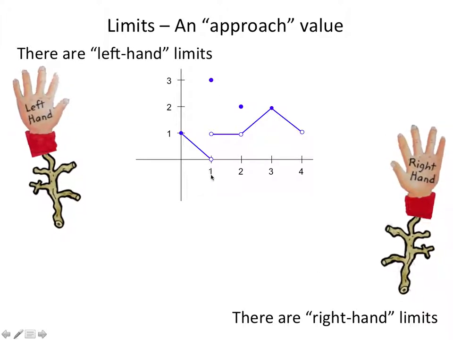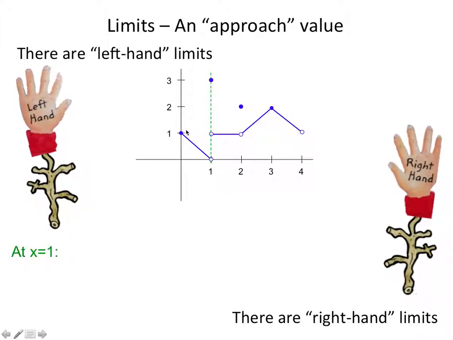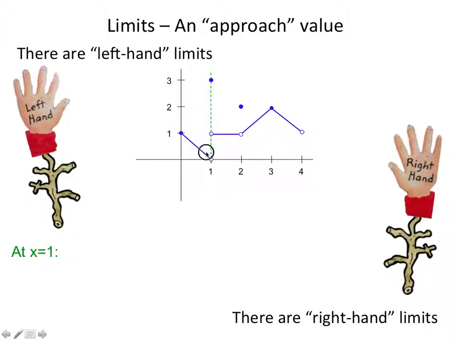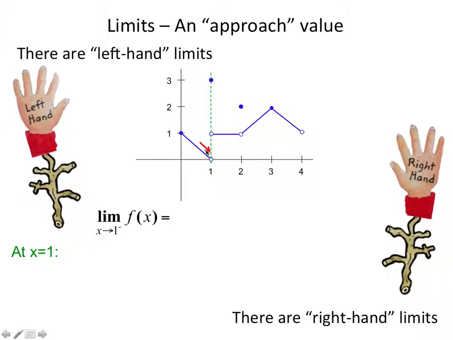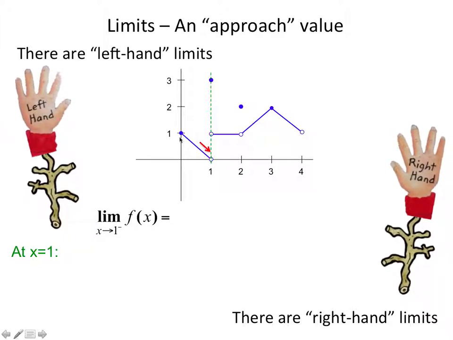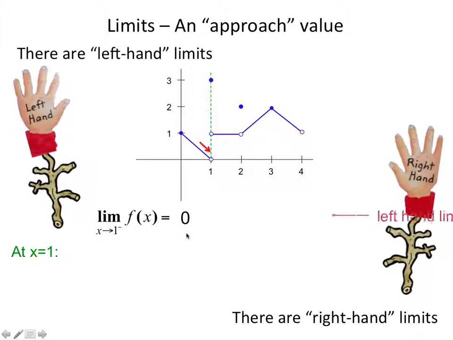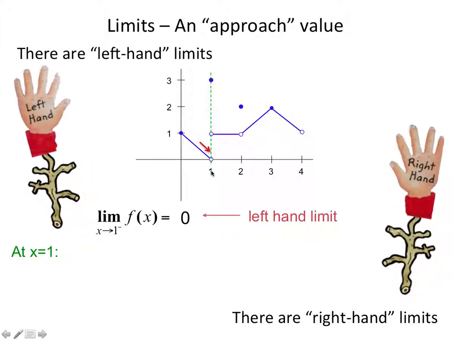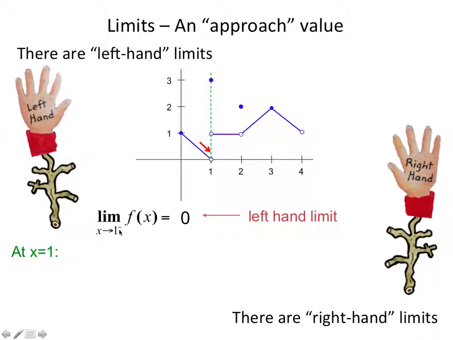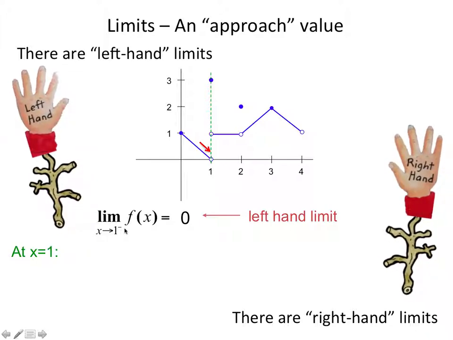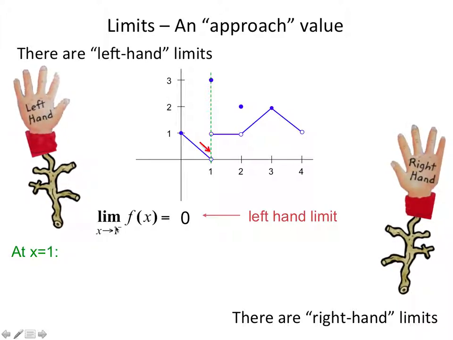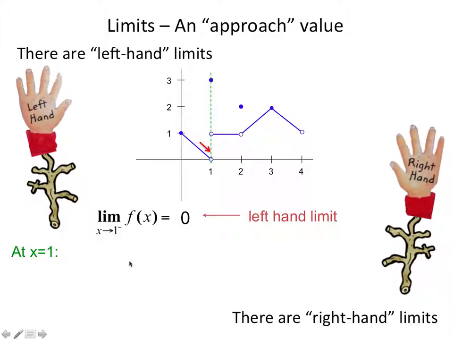So we're going to look at this location here. And so as we approach from the left side, or the littler side, that means we're coming along that part of the piecewise function. And so what y value are we going to? We're approaching the y value of 0. So the left-hand limit at 1, approaching from the left, or that's what the little negative sign means, is 0. Okay, that little negative sign means approaching from smaller values.